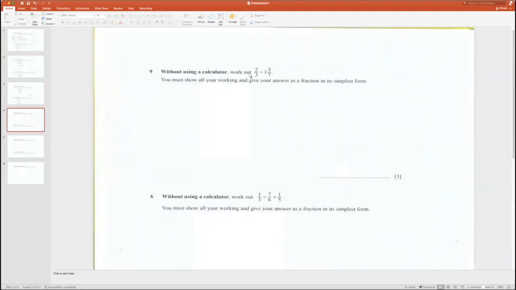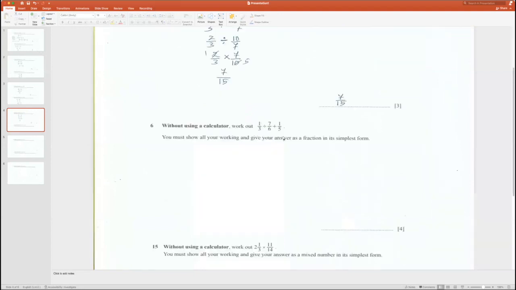Without using a calculator, work out. What we have to do first, this mixed number we have to convert to an improper fraction. Division we are converting to multiplication and getting the reciprocal. 2 over 3 divided by this one, we can write as 7 times 1, 7 plus 3, 10 over 7. Then multiplication by the reciprocal. Now we can simplify this. 2 times 1, 2 times 5, 1 into 7, 7, 3 into 5, 15. 7 over 15 is the answer.